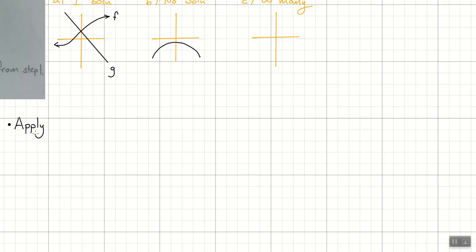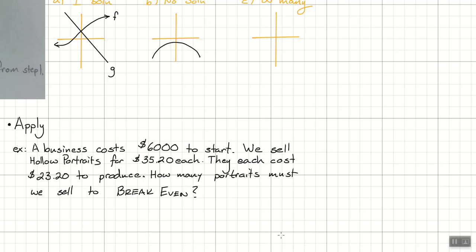Now, there are tons and tons of situations that this could be applied to. For our first one, I'm going to be kind of wordy, so I'm going to pause it and I'm actually just going to type it. All right.